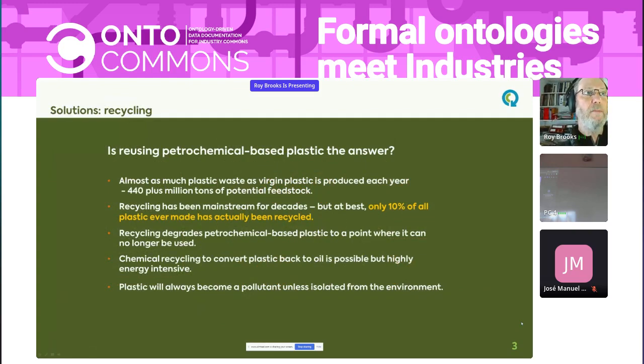Now, I'm sure we're all familiar with recycling, and recycling is currently one of the potential answers or solutions for petrochemical-based plastics. So let's just do a quick look at that. Is it the answer? Well, almost as much plastic waste as virgin plastic, in other words, plastic that literally comes straight off the production plant, is produced each year. So roughly 450 million tons of feedstock are available to the petrochemical plastic industry.